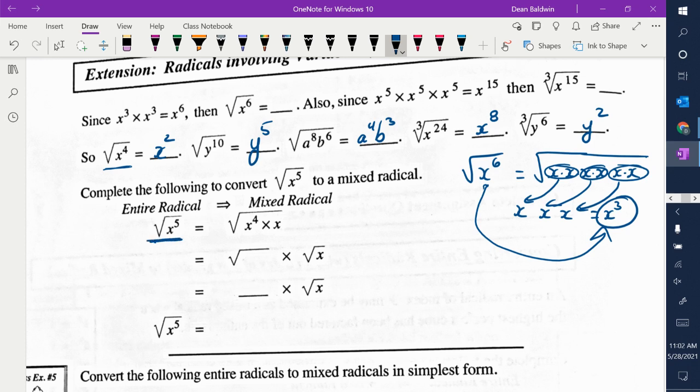x to the 5th, you rewrite it into something that is, okay? So x to the 5th is the same as x to the 4 times x to the power of 1. If you don't have a number, it's a 1. This you can break up into that. We learned that today.